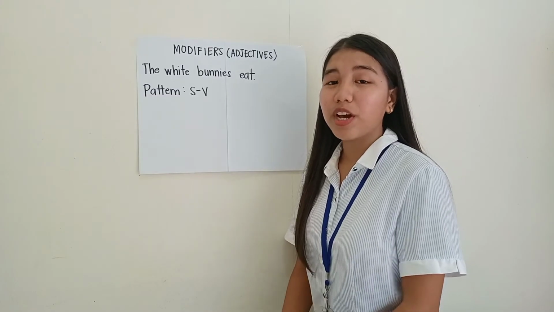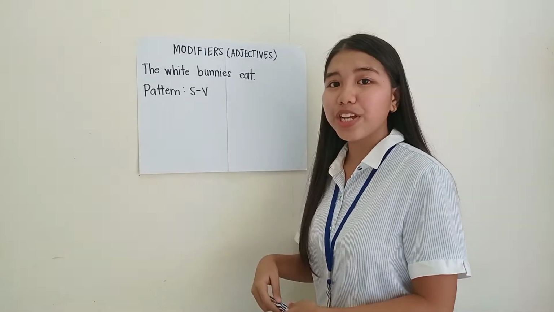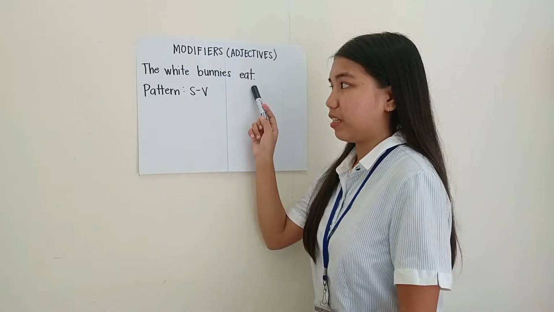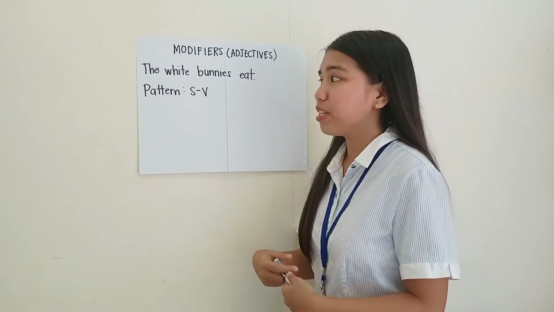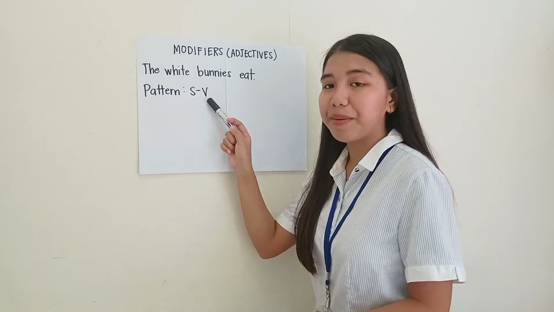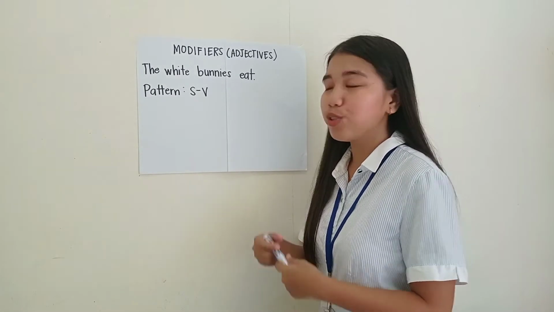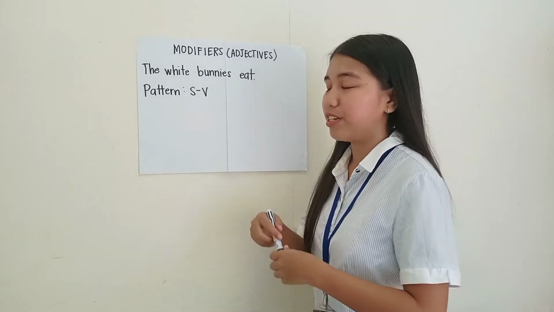Now, let us proceed to another type of modifiers, which is adjectives. So we have here our sentence, "The white bunny sleeps." In diagramming this type of sentence, we have the SV pattern, or the subject and verb pattern. So first, we should draw a horizontal line and a vertical line.